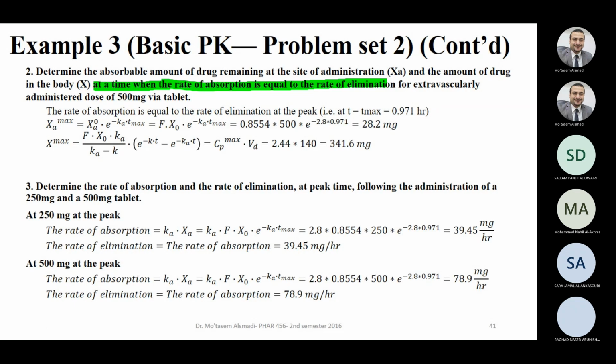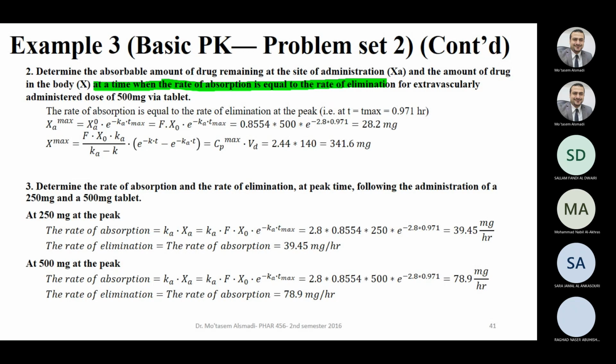Okay? Is this XA constant over time or does it change? It changes, right? It changes exponentially, because this relation is exponential. What about the amount in the body? This is the same equation as for the concentration in plasma, except that it's not divided by VD. So this is F multiplied with the dose multiplied with Ka divided by Ka minus K, multiplied with e to the power minus K T minus e to the power minus Ka T.